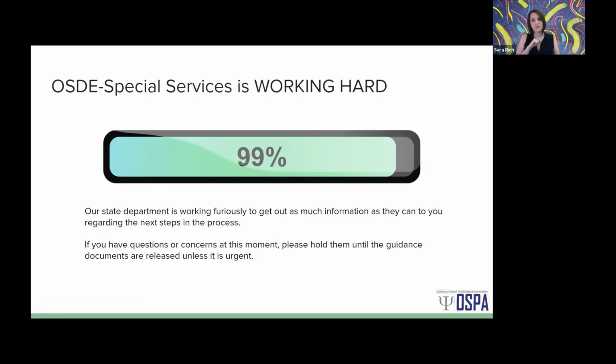The goal is to have guidance out to you on Friday, March 27th, and hopefully that will happen. But in the meantime, if you do have questions, kind of wait. Let them get all those guidance documents out because they're getting inundated with questions right now. Once those are posted, read them and see if your questions are answered. If they're not, you can start contacting them. They're more than happy to help. It's just that they're trying to get out information that everyone can access at one time.